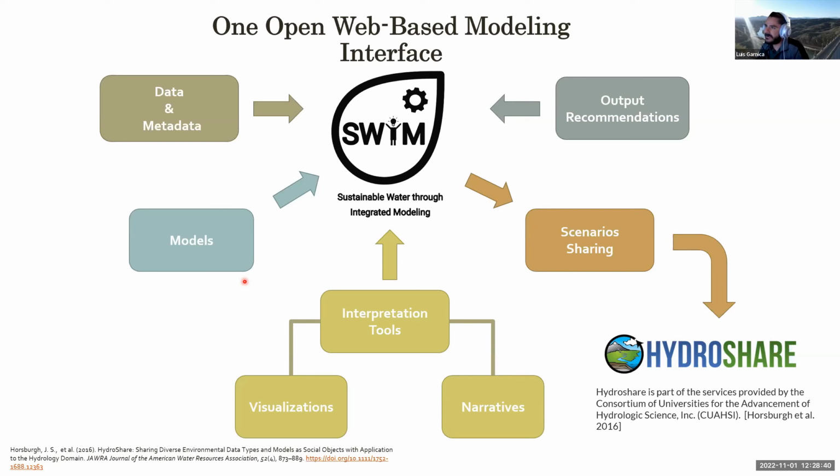As you can see in this diagram, we have data and metadata going into the model. We have a specific schema to which all of the models are adapted. We have heterogeneous models that have been developed in different tools. We develop tools so that we can interpret the results better with visualizations and even automatic narratives. And then we also provide some extra tools for bringing output recommendations for specific types of stakeholders. And once we have all of this information in the system, we also want the creators of those scenarios or models to be shared in an open platform. In this case, we have integrated with the HydroShare platform.